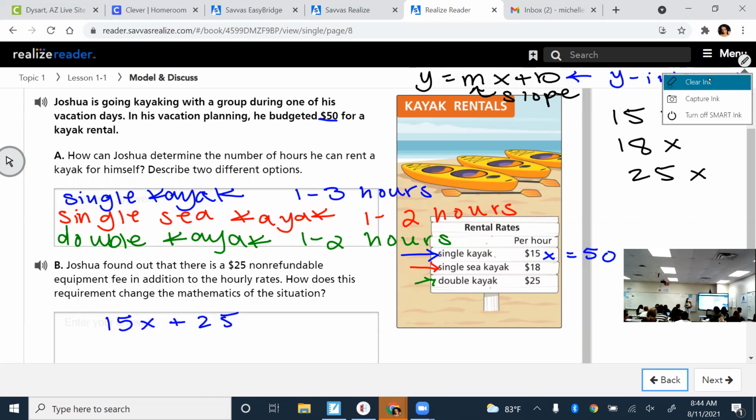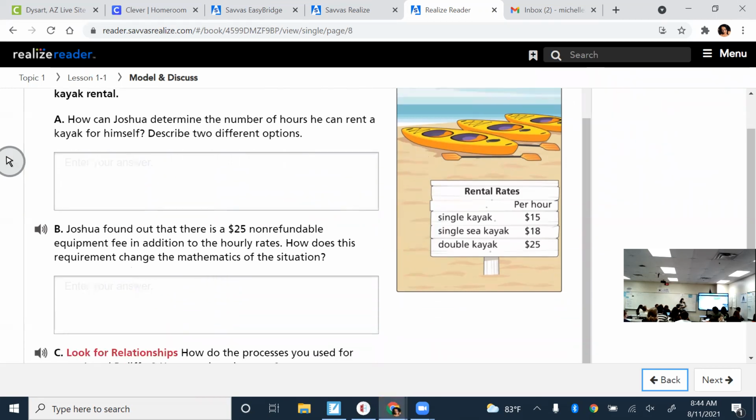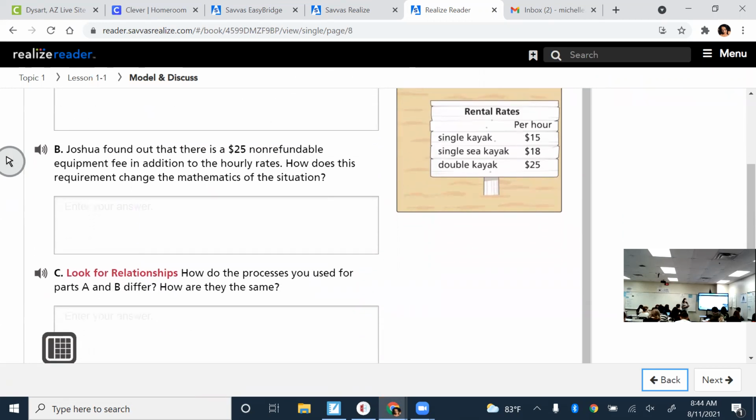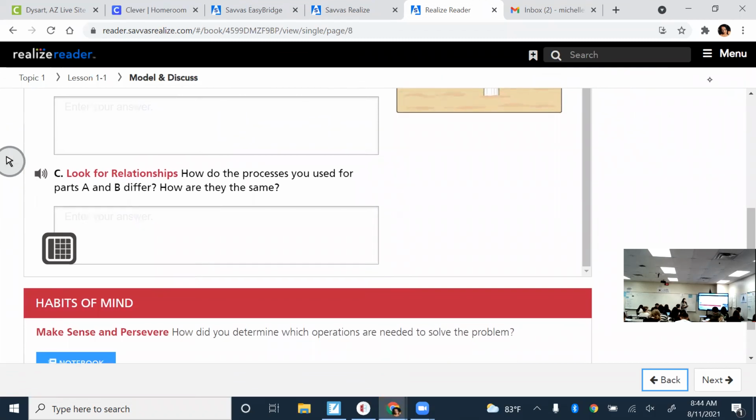Okay. Then scrolling down, I think there's one more part. So on your paper, talk about how those two equations were different and how they are the same. All right, so just in words, write a sentence. What's the difference from part A having 15x versus part B having 15x plus 25? Think about it like how it looks and also how it changes the situation.